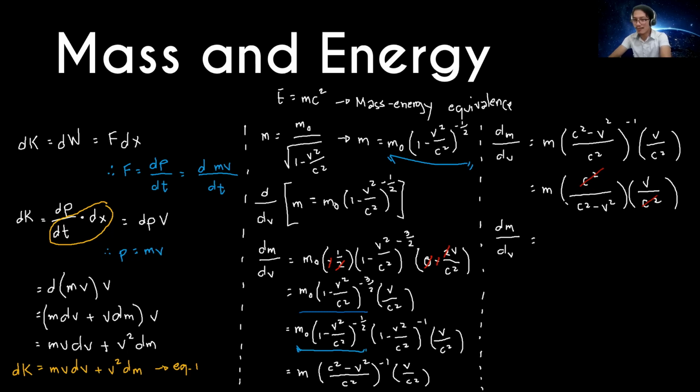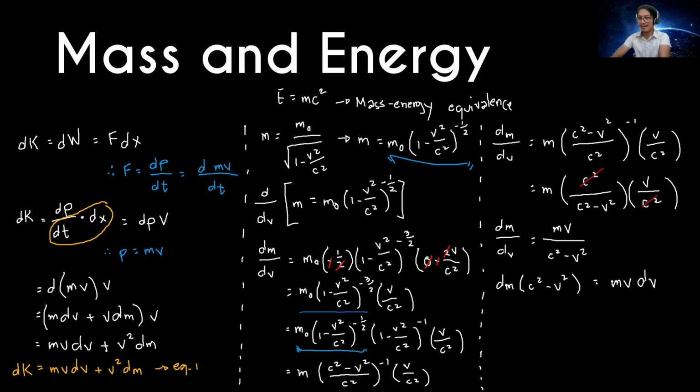over dv is equal to, anong naiwan sa numerator? Ang naiwan sa numerator is mv. So yan, mv over dito sa denominator, that is c squared minus v squared. So yan yung naiwan sa ating equation kasi nag-cancel na si c squared. Now we are going to cross multiply. So cross multiply, so magiging dm multiplied by c squared minus v squared. Yan, cross multiply is equal to cross multiply, this will become mv times dv.